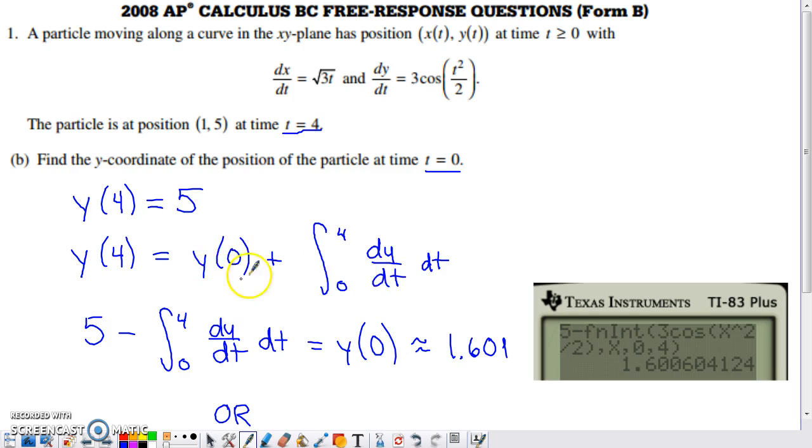If I want to figure out what this is right here, if this equation holds, which it does, I should be able to subtract this integral from y of 4 in order to solve for y of 0. And that's exactly what I did on this next line. y of 4 is 5, so I took the 5 from y of 4 minus that definite integral. I did that computation on the calculator once again, and I got an answer of 1.601 for the initial y coordinate of the object.